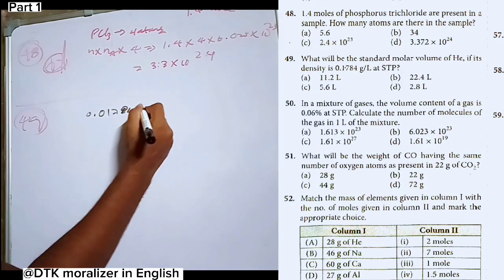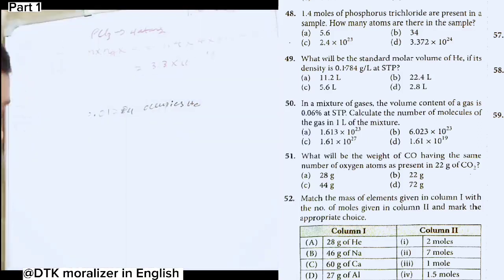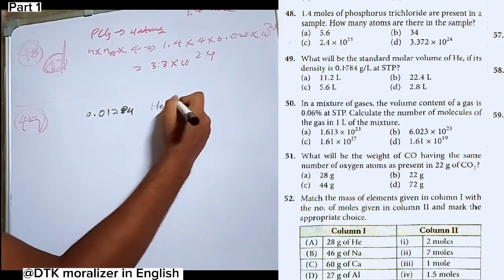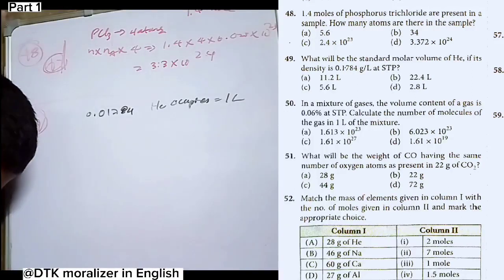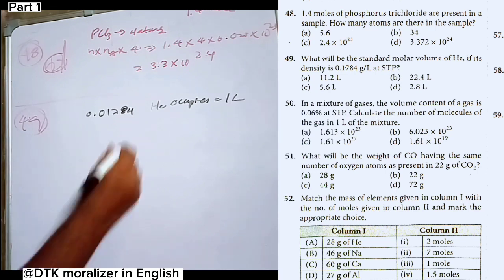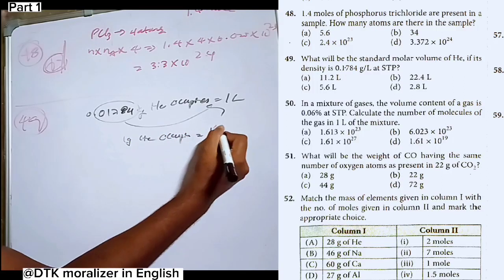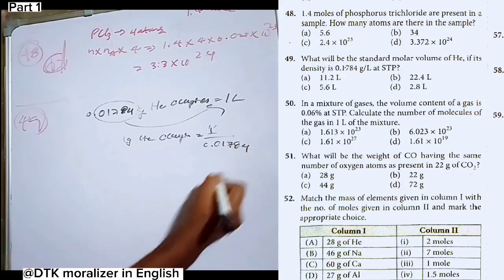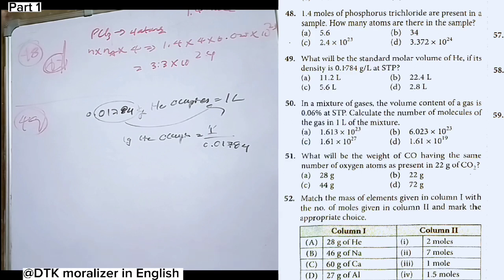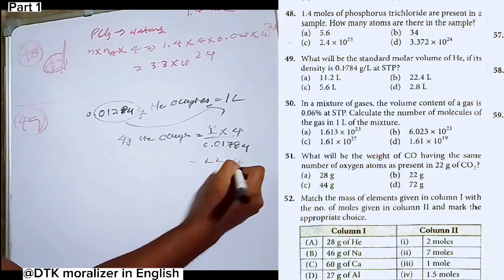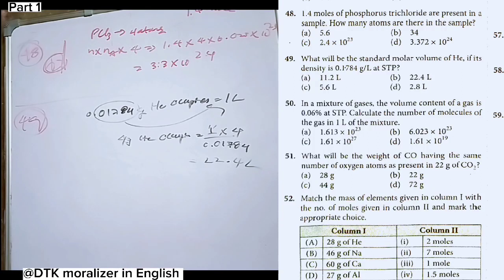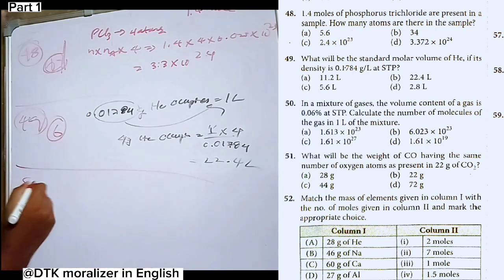Now question number 49. What will be the standard molar volume of helium if its density is 0.1784 gram per liter at STP? Standard molar volume. So here density is given, 0.1784 gram per liter. Here helium occupies 1 liter; 4 grams occupies 1 into 4 by 0.1784. So here 22.4 liter is the answer. So option B.